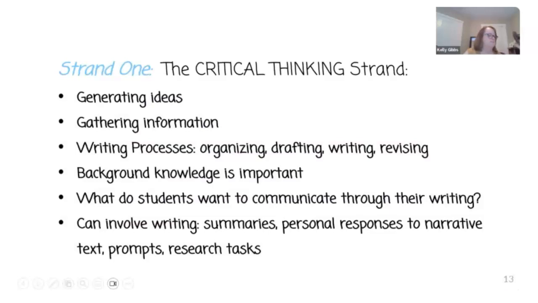In strand 1, this is going back to the writing rope. This is the critical thinking strand. So I believe she calls it the critical thinking strand because the student has to sift through a lot of information in order to decide what ideas they're going to generate. It is also that process of organizing, drafting, writing, revising.